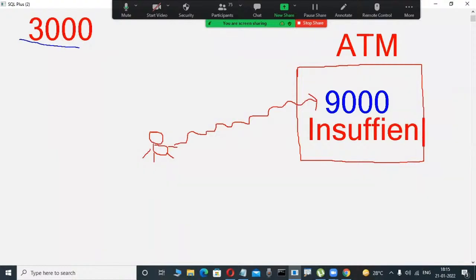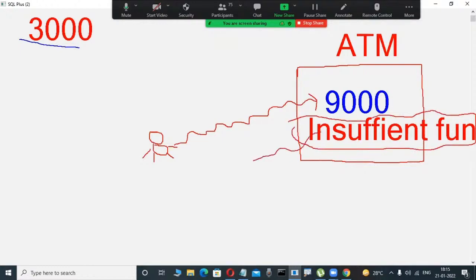Why? Because here your balance is low, 3,000, but you are trying to withdraw more than 3,000, that is 9,000, 8,000, 7,000, like that. How is that possible? In that case only, an insufficient funds message will be displayed. But how is this message possible? Does the ATM center know?